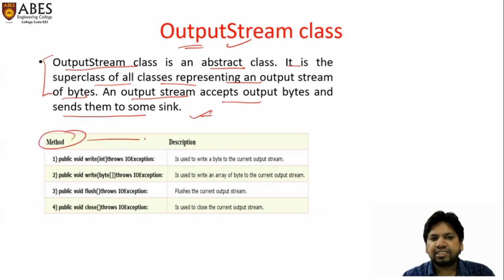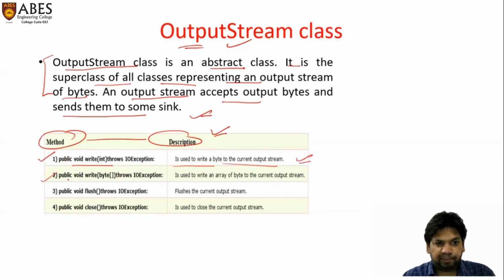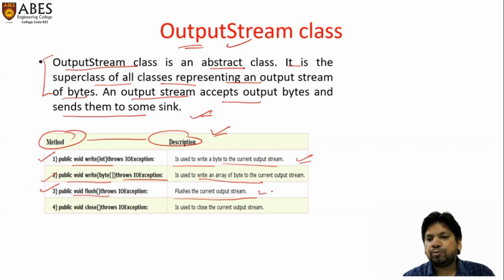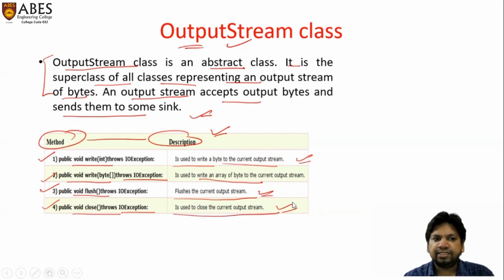There are some methods and descriptions given in a table. First is public void write(int) throws IOException. It is used to write a byte to the current output stream. Second is public void write(byte[]) throws IOException. It is used to write an array of bytes to the current output stream. Third is void flush(), which flushes the current output stream. The fourth is void close() throws IOException. It is used to close the current output stream. So these are the methods for the output stream: write, flush, and close.